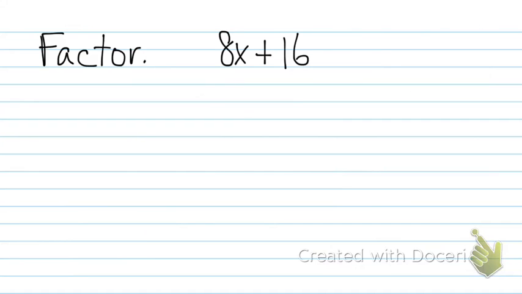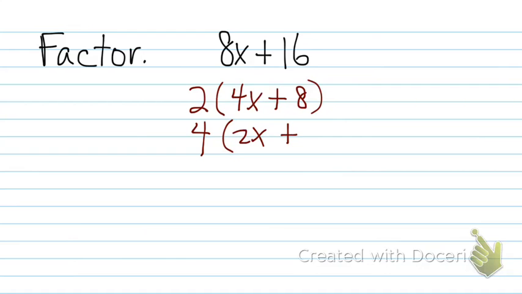So if I ask you to factor 8x plus 16, could you come up with 2 expressions that you can multiply together to get 8x plus 16? Well, 2 times the quantity 4x plus 8 works. And how about 4 times the quantity 2x plus 4? And there should be one more: 8 times the quantity x plus 2.